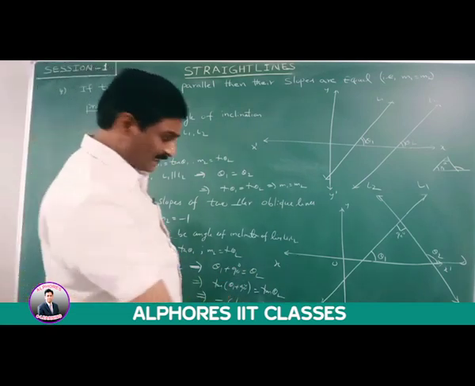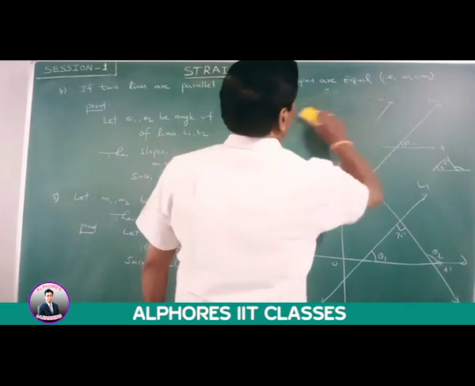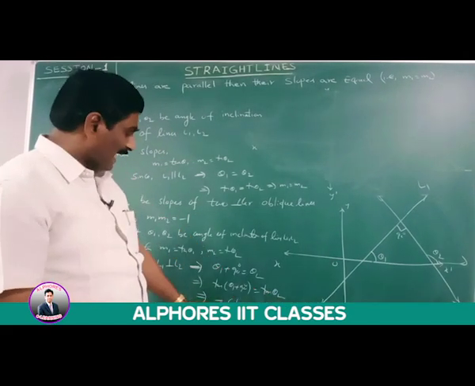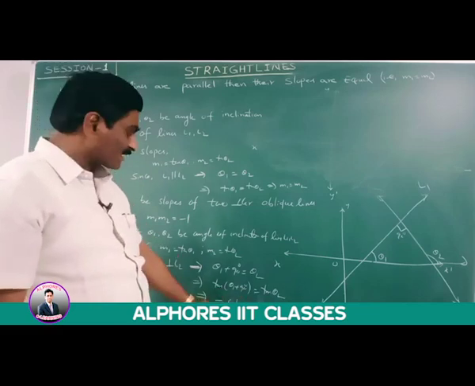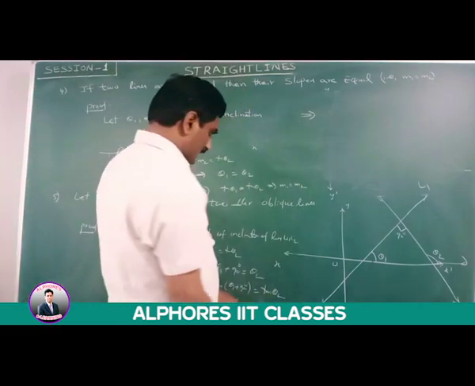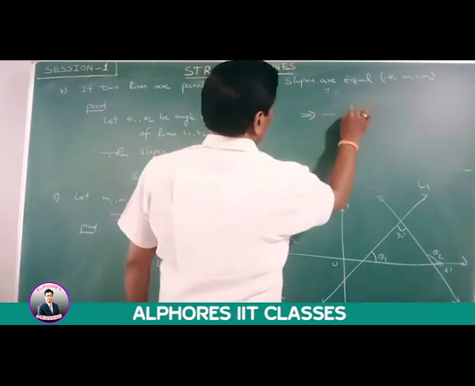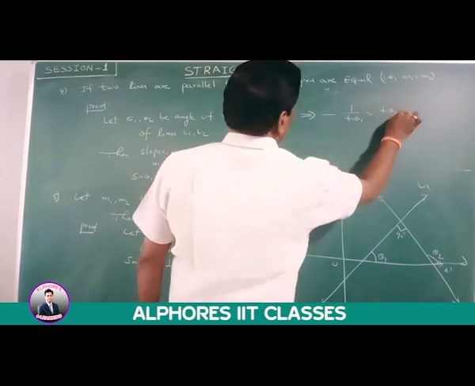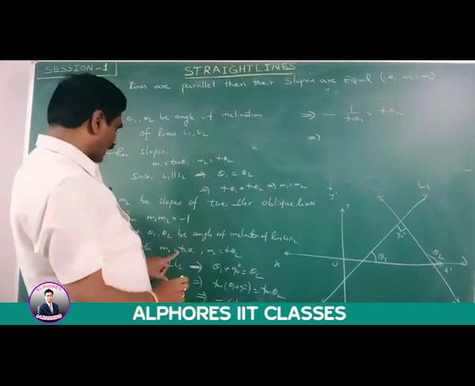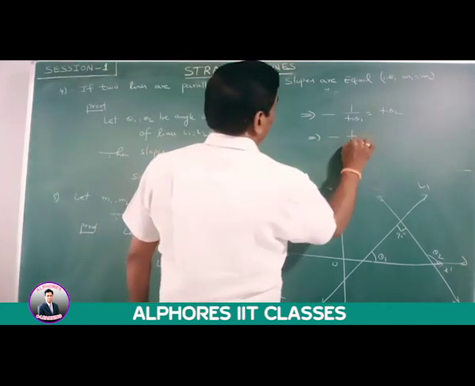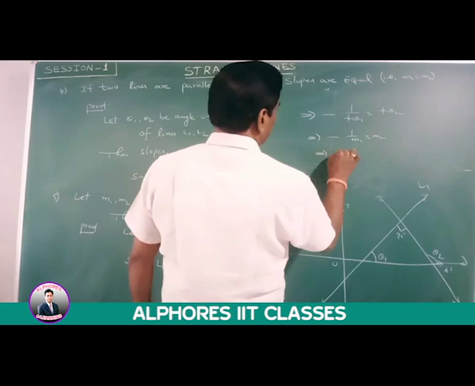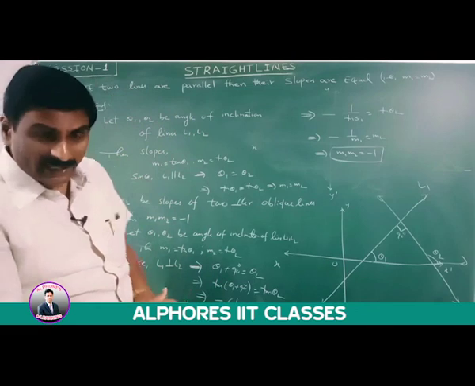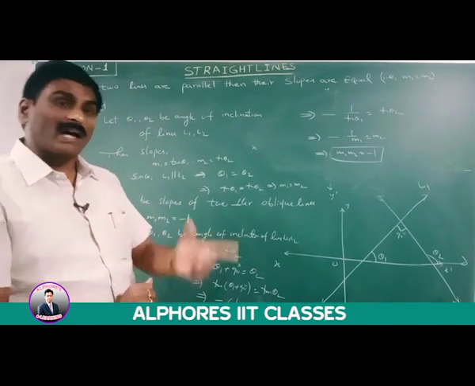Applying tan on both sides, we get tan of theta 1 plus 90 is equal to tan theta 2. Tan of 90 plus theta 1 is in the second quadrant, so minus cot theta 1 is equal to tan theta 2. Cot is nothing but 1 by tan, so minus 1 by tan theta 1 is equal to tan theta 2. But actually tan theta 1 is m1, tan theta 2 is m2. Minus 1 by m1 is equal to m2. After cross multiplication we get m1 m2 is equal to minus 1. Very, very important. If the two lines are oblique such that m1 m2 is equal to minus 1, they are perpendicular.